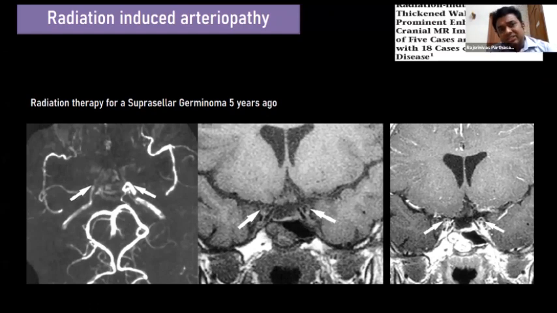The last disease I want to talk about is radiation-induced arteriopathy. Usually there is a history of radiation. It can happen many years down the line, 5 years, 10 years down the line. If you see bilateral internal carotid arteries are narrowed down, there is very, very low flow in the middle cerebral artery. An important thing is it enhances avidly with contrast, and the enhancement is as much as the pituitary stalk. It can mimic a vasculitis-like picture.